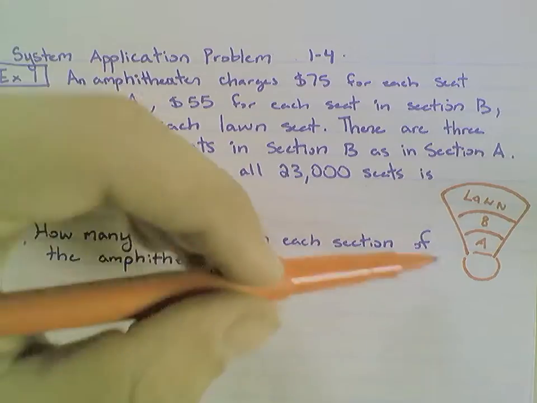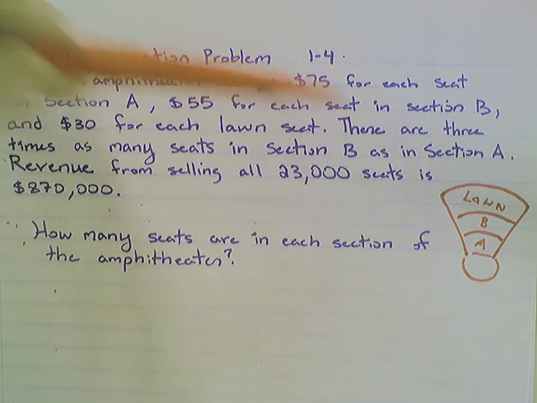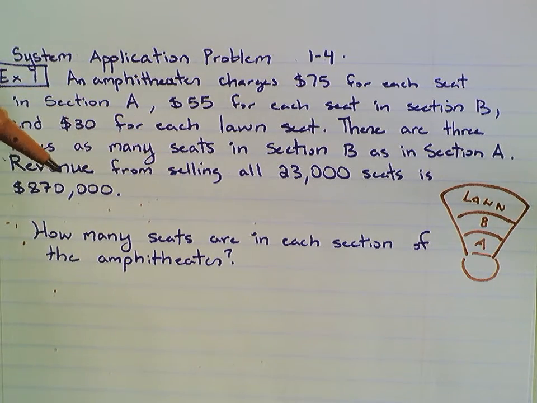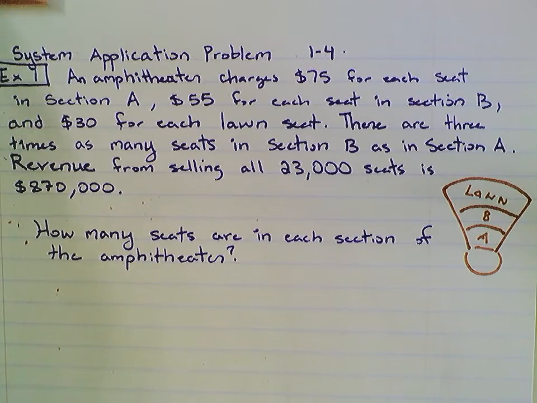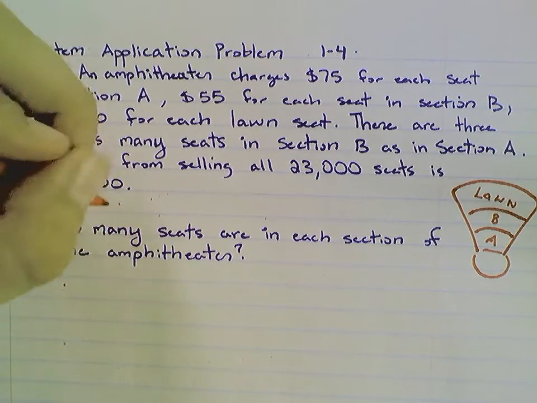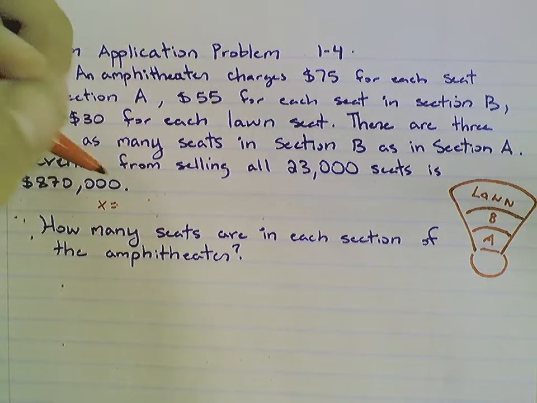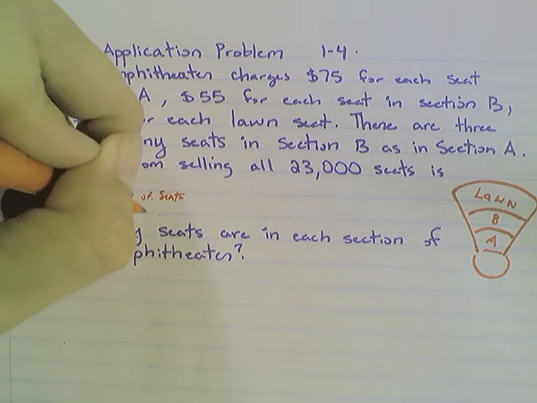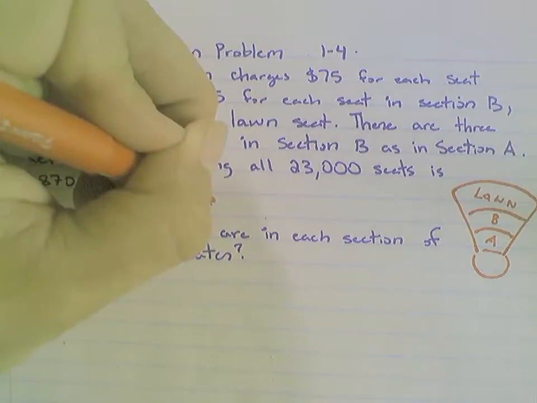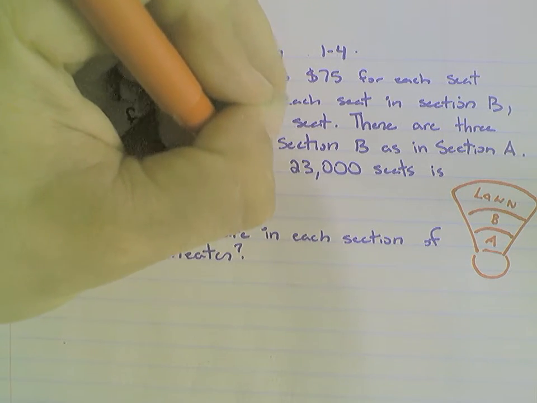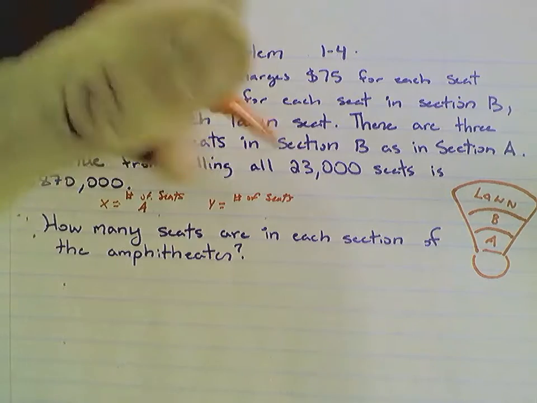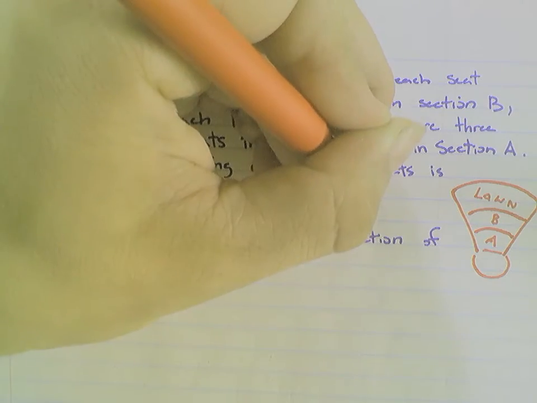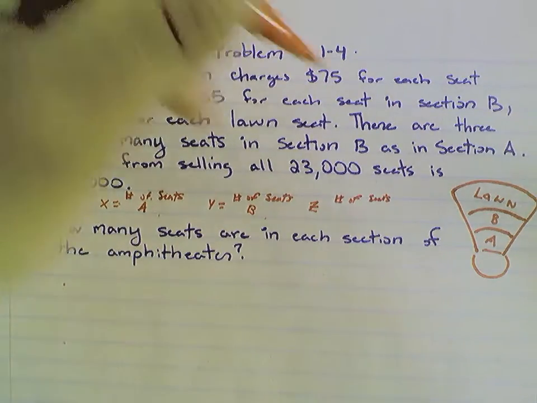Okay, so in these 3 sections, it says there are 3 times as many seats in section B as in section A. So for instance, let's define some variables. Let x equal the number of seats in section A. Y will be the number of seats in section B, and Z will be the number of spots, I guess, in the lawn. There's not always seats on a lawn, but the number of seats in the lawn.